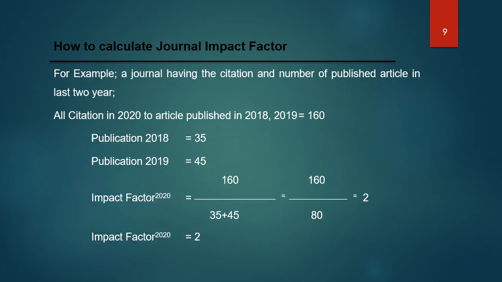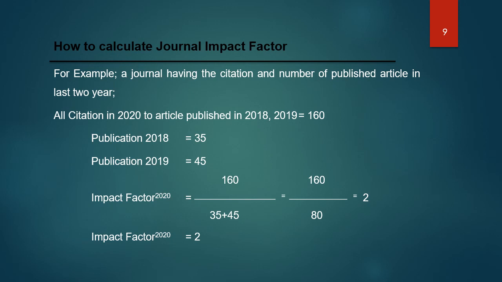Suppose, how can you calculate the journal impact factor for a particular journal? There is an example to show you how. Suppose the number of citations in 2020 to articles published in 2018 and 2019 is 160 for a particular journal, and the publications in 2018 are 35 and in 2019 are 45.